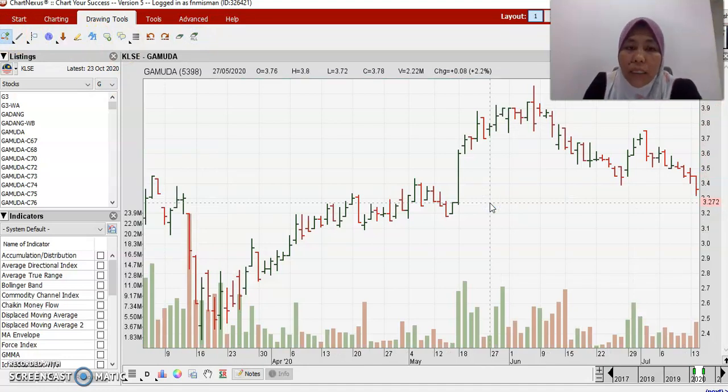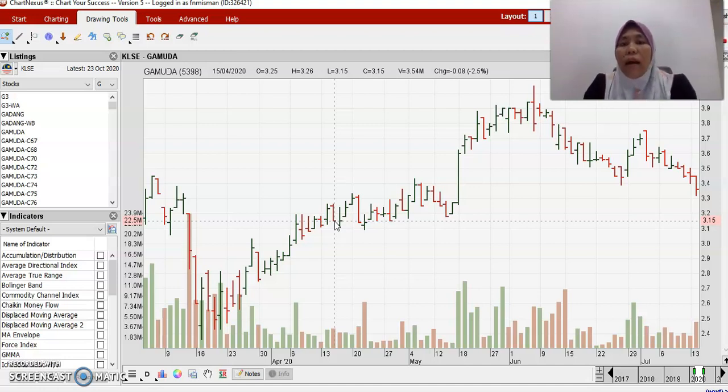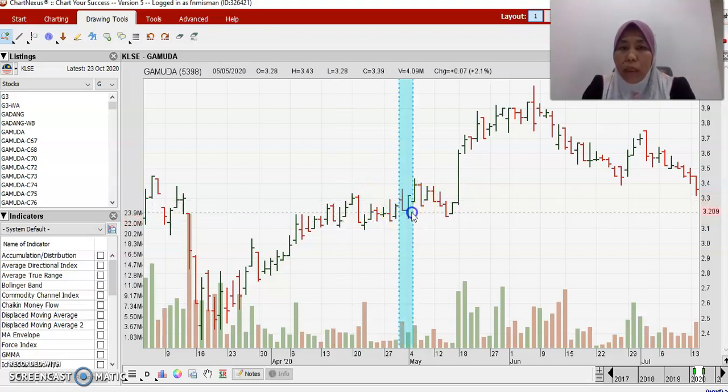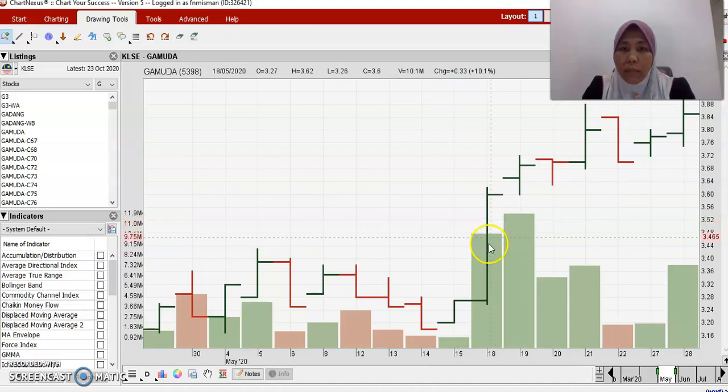The bar chart is a bit different from the line chart because it reports different types of information. The first information provided in a bar chart is the opening price, the second is the closing price, then the high price and the low price for a certain period of time.